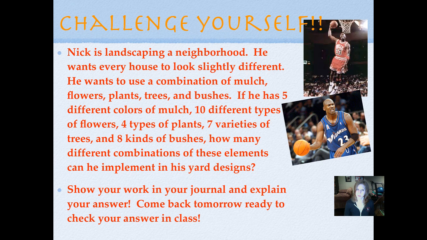Nick is landscaping a neighborhood. He wants every house to look slightly different. He wants to use a combination of mulch, flowers, plants, trees, and bushes. If he has 5 different colors of mulch, 10 different types of flowers, 4 types of plants, 7 varieties of trees, and 8 kinds of bushes, how many different combinations of these elements can he implement in his yard designs? Show your work in your journal. You don't have to do a tree diagram. Just show your work in your journal and explain your answer. Come back tomorrow ready to check your answer in class.